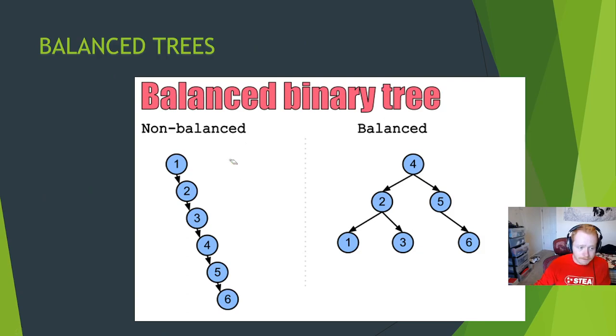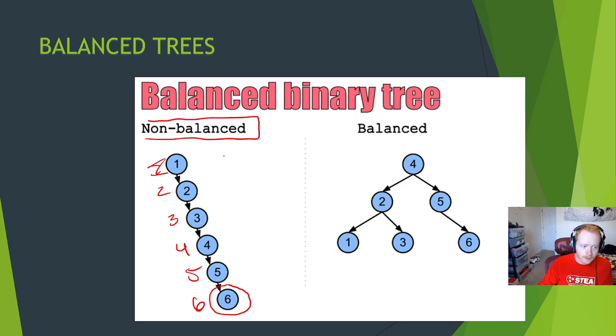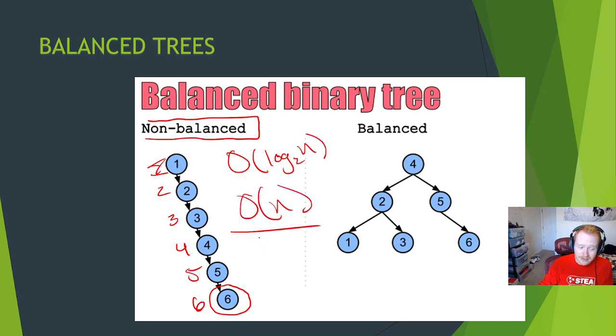with our left tree, if we want to find the number 6 in our tree, we're going to have to check 6 nodes. So 1, 2, 3, 4, 5, and 6. This non-balance turns our performance from a big O of log 2 of n to just big O of n. This is a massive performance hit.